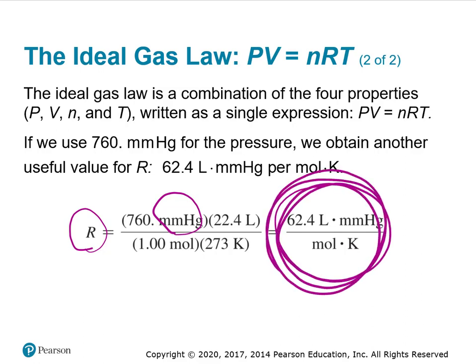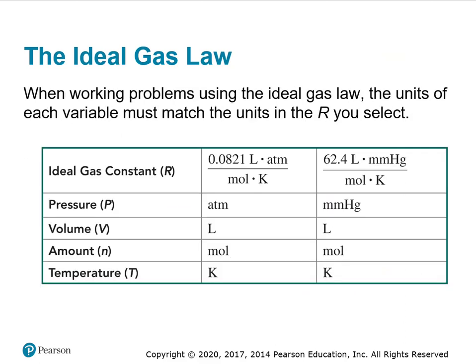So it is important to make sure that you are aware of what units are being used, because we would need to use the correct R constant that goes with that unit. And the only difference between these two, notice that our volumes are both in liters, our amount is in moles, our temperature is in Kelvin. But if our pressure is in atmospheres, this is the R that we would use. If our pressure is in millimeters of mercury, then this is the R that we would use.